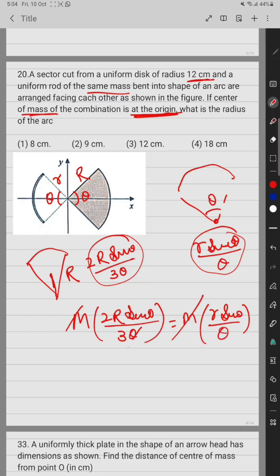m cancels with m, theta cancels, sin theta cancels. Capital R is the radius of this sector, which is 12 centimeter. So r equals 2 into 12 divided by 3, so it is 8 centimeter. Correct option is the first one.